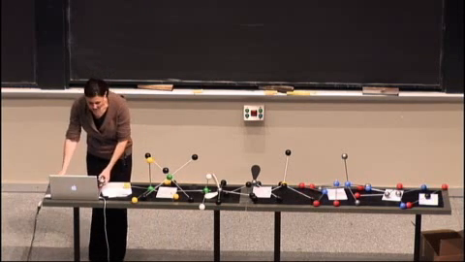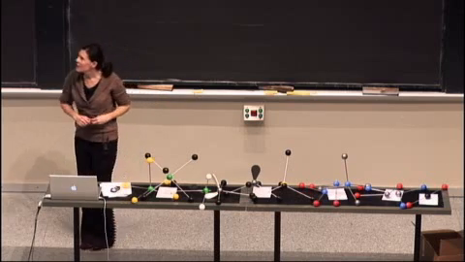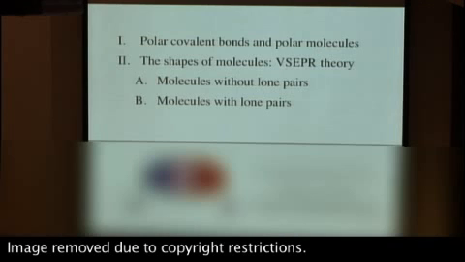All right, so that's a little review from Friday. Let's move on to today's lecture. In terms of what we're going to be talking about today, we're going to finish up with talking about polar covalent bonds and finish up with discussing the idea of polar molecules. And then we'll move on to start talking about, well, we know how to draw our Lewis structures. How can we use those Lewis structures to think about the actual shapes of molecules?